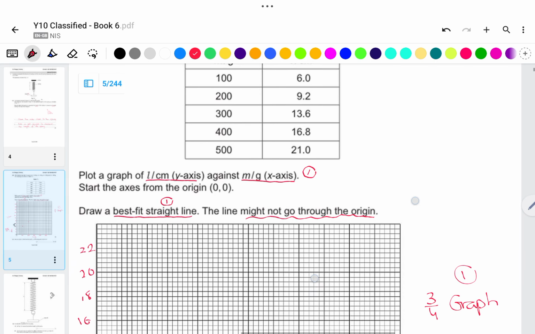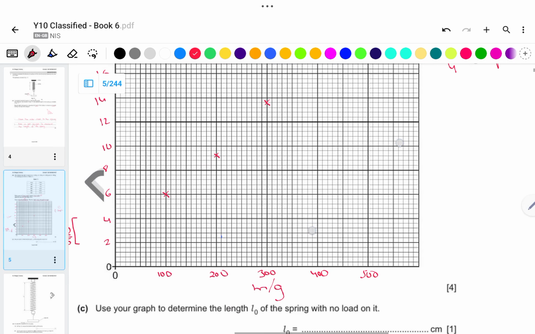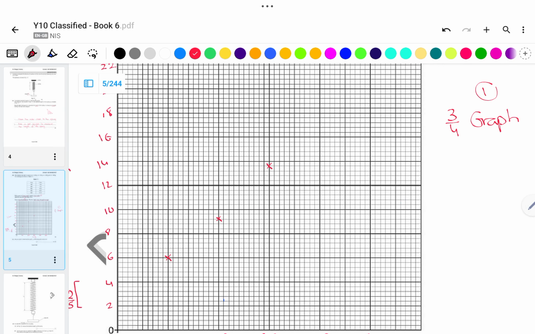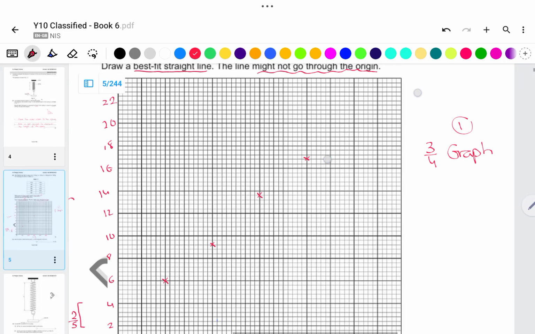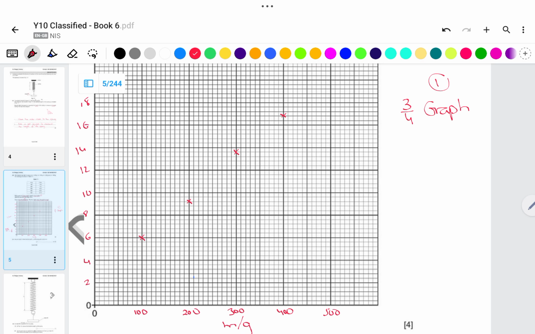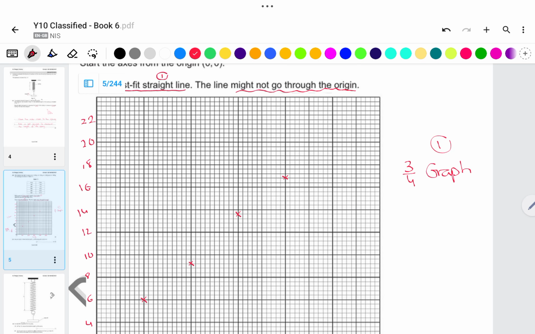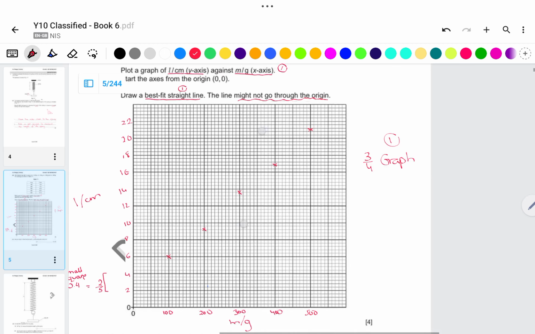Okay, for the last two, 400 is 16.8. So at 400, I'm going to go to 16, 16.4, 16.8. And the last one, 500 is at 21. So at 500, I'm going to go, here's 18 and 20, and 21 is between 20 and 22. So it's right there. Next, I need to draw a best fit straight line.